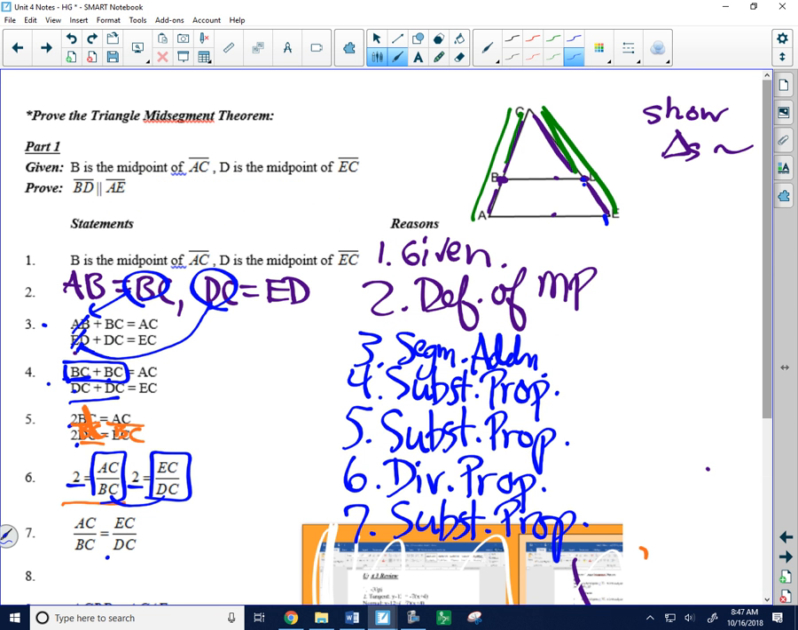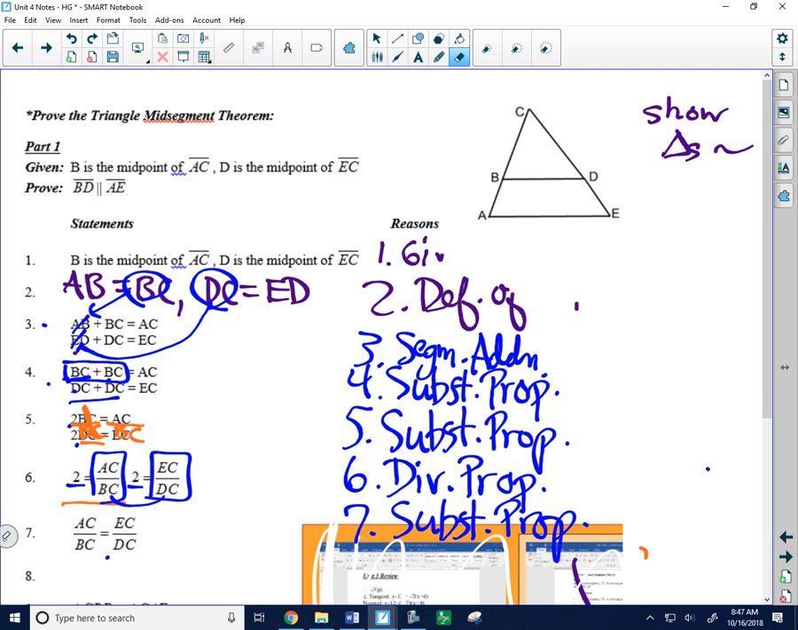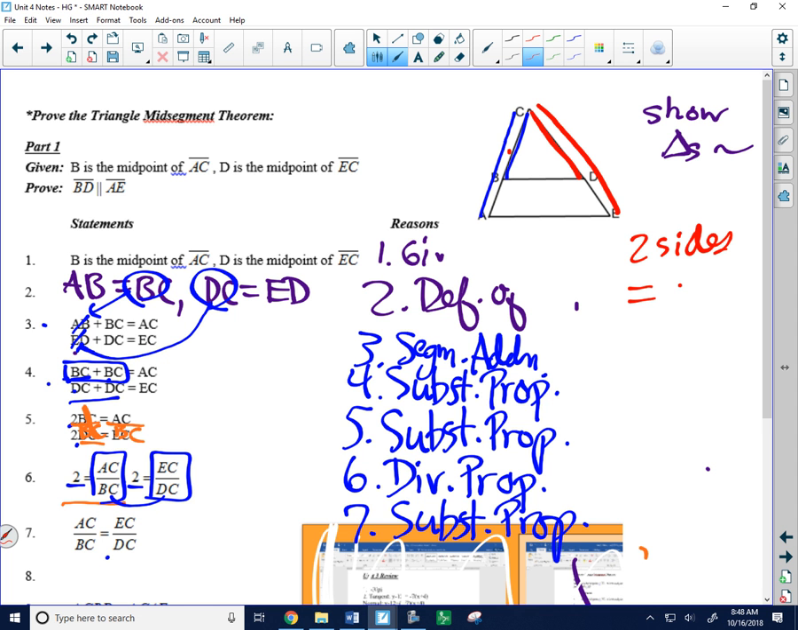Here's what I just did. I just showed AC to BC, that ratio, is equal to this ratio, EC to DC. So I showed the big triangle to the small and the big triangle to the small. Those two sides have equal ratios. I got two sides with equal ratios.